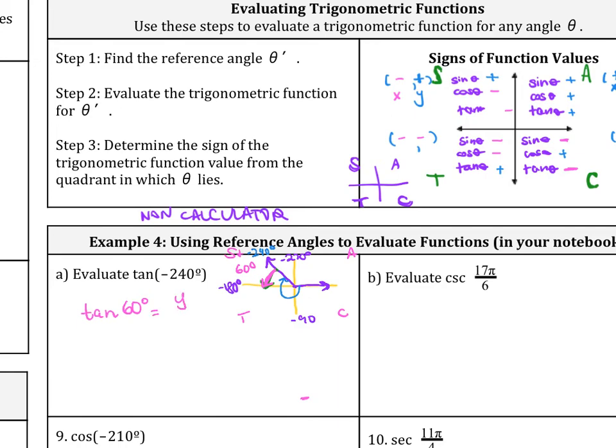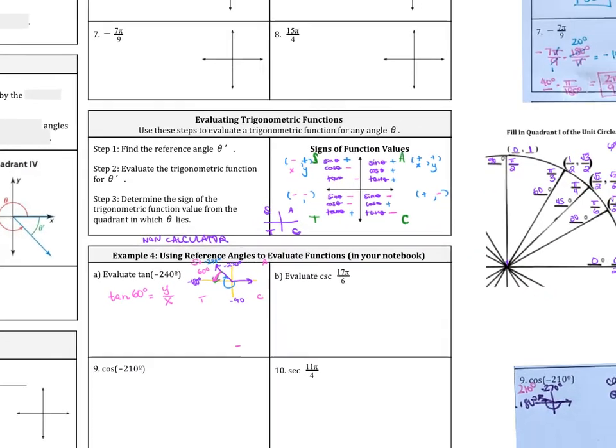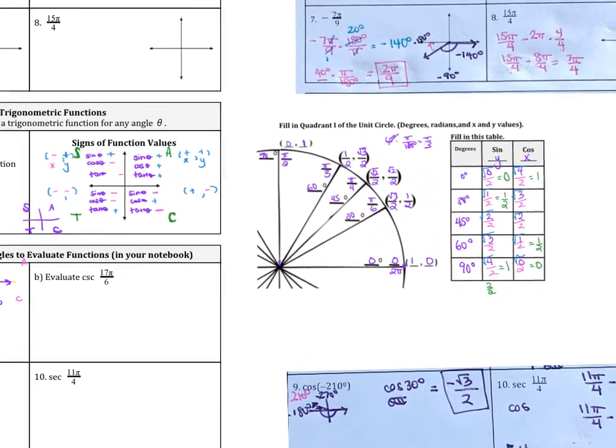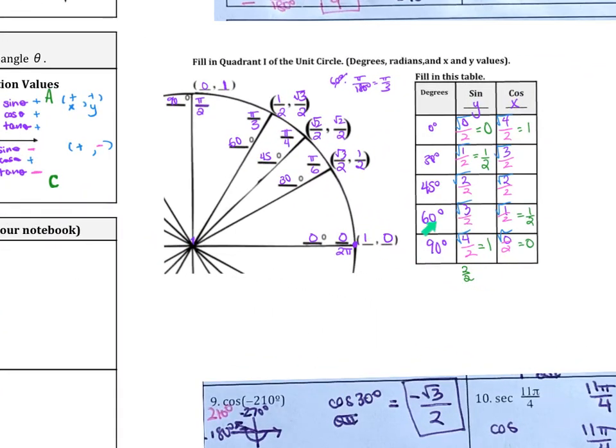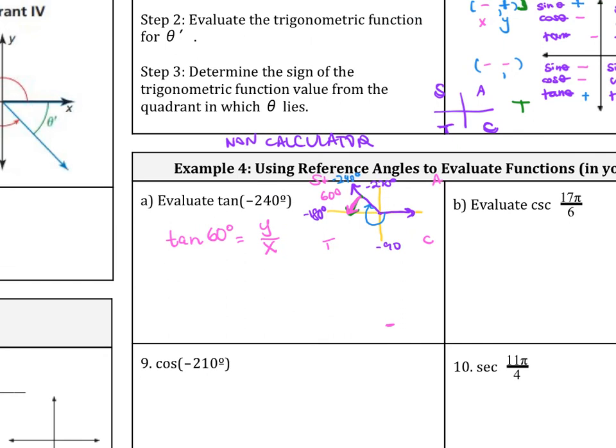Tangent, if you remember, is y over x. So let's go to this table here. Tangent of 60 degrees. Y is root 3 over 2 and x is 1/2. So we're going to write that here: root 3 over 2 on top, that's our y value, and our x value, 1/2. Then we simplify. Square root of 3 over 2 divided by 1/2. Remember that you flip and multiply when dividing by fractions. So therefore, the final answer, and we already said it's negative, is negative square root of 3. So that is how you evaluate the function.